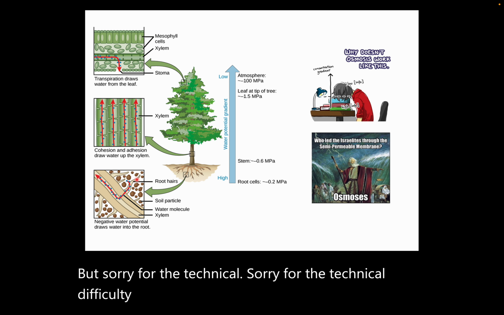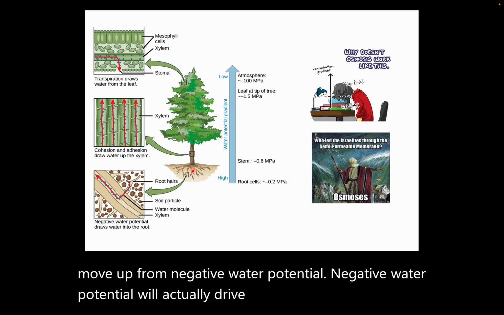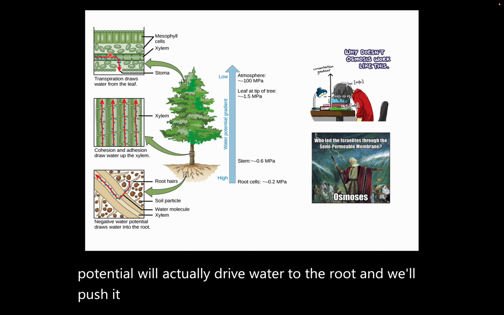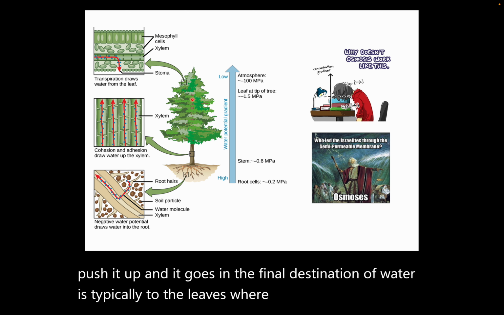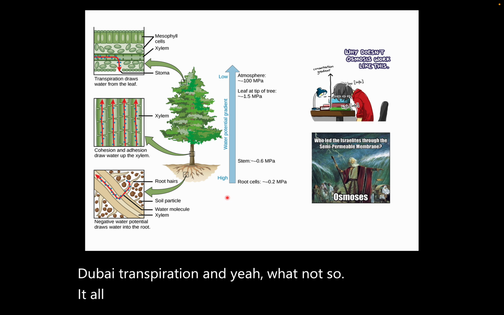But if you take a look here, water will move up from negative water potential. Negative water potential will actually drive water to the root and push it up. And the final destination of water is typically the leaves, where it gets released by transpiration. So it all happens thanks to the process of osmosis.